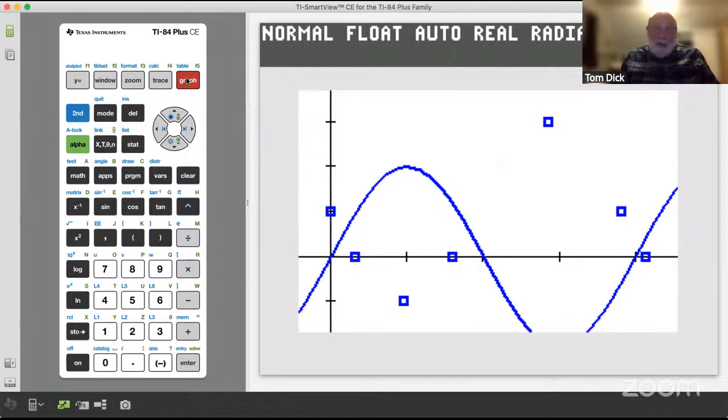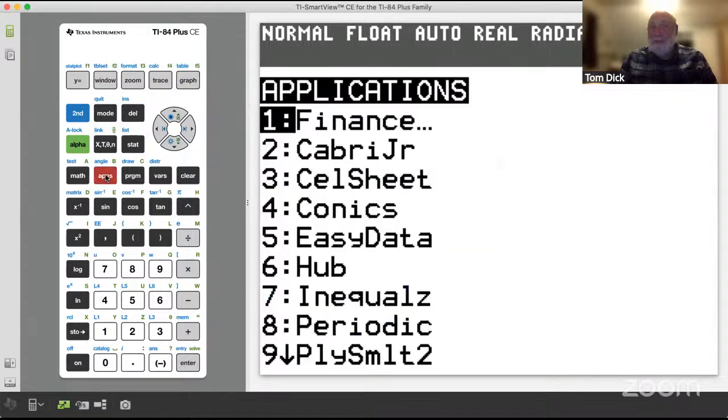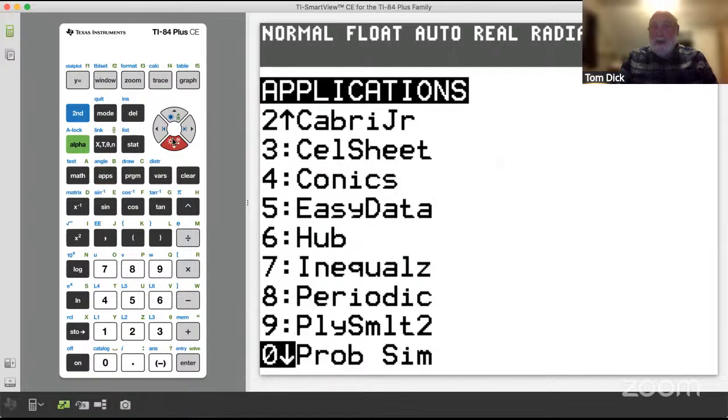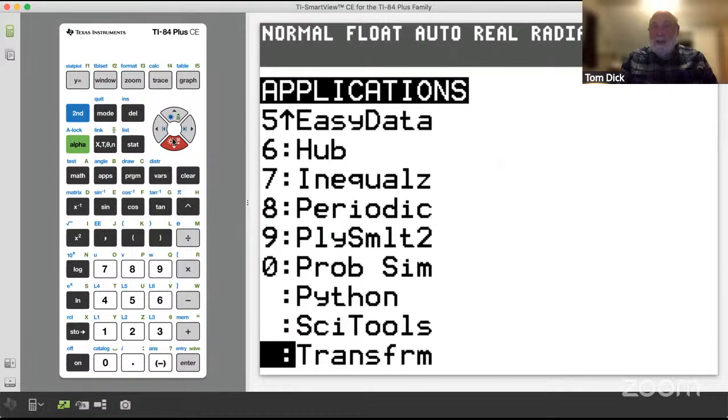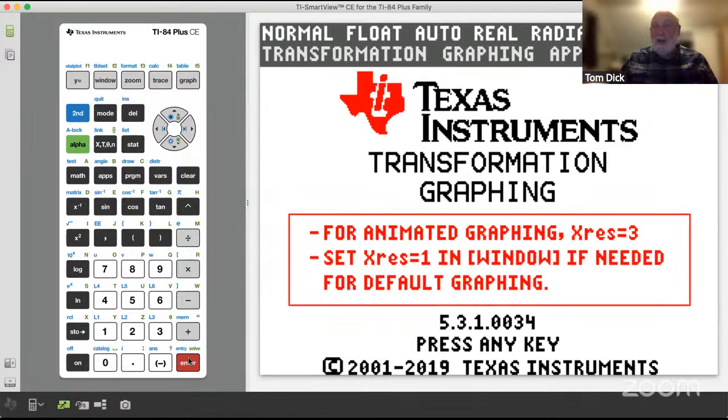Another way you can control these constants, the A, B, C, and D, really nicely is with that transform app. So I think I'll turn to that and show that off. I'm going to go to apps, and it's not on the first page. I'll just keep scrolling down until I see transform. There it is, the transform app. We hit enter there and get this title screen.